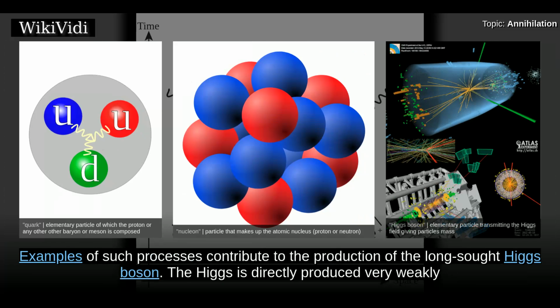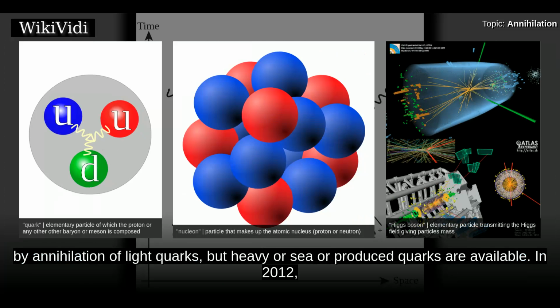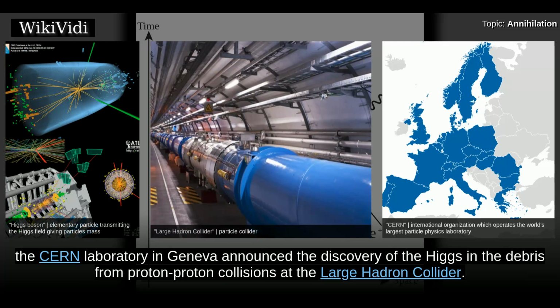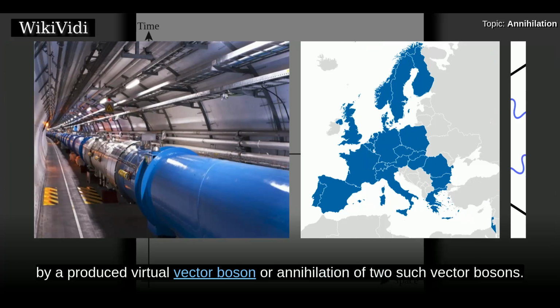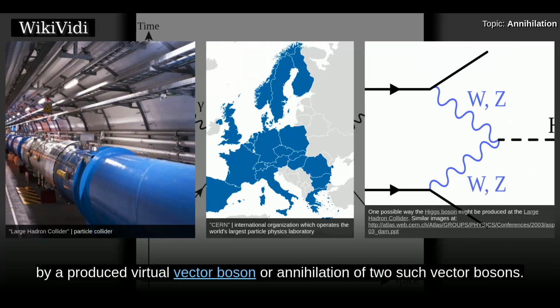The Higgs is directly produced very weakly by annihilation of light quarks, but heavy or sea produced quarks are available. In 2012, the CERN laboratory in Geneva announced the discovery of the Higgs in the debris from proton-proton collisions at the Large Hadron Collider. The strongest Higgs yield is from fusion of two gluons, while two quarks produce more easily identified events through radiation of a Higgs by a produced virtual vector boson or annihilation of two such vector bosons.